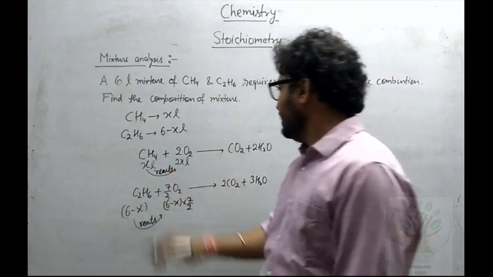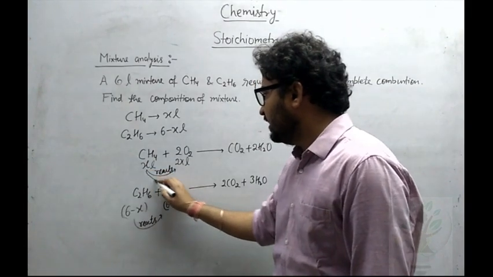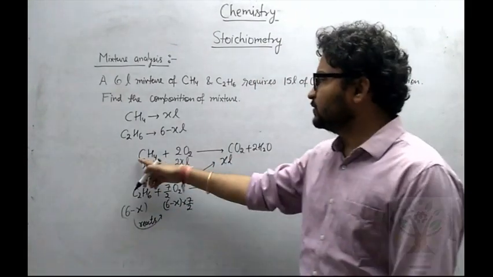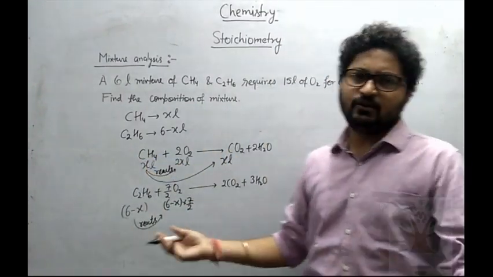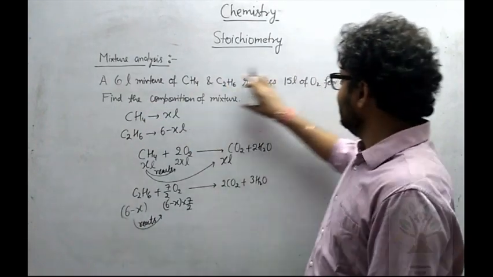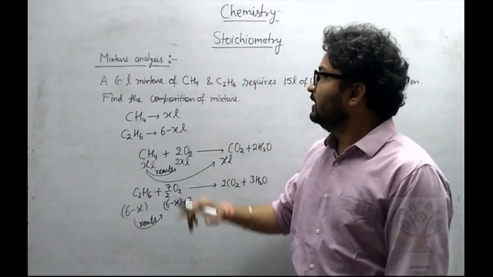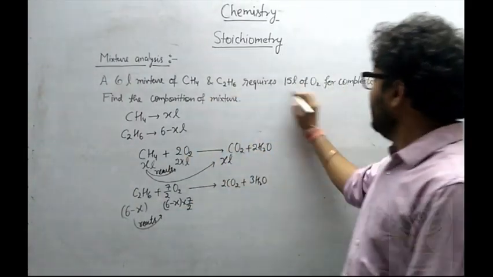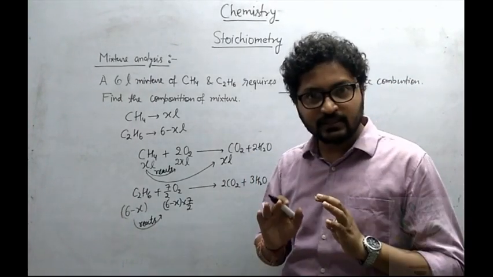Now, can you tell me how much volume of CO2 will be formed in the first reaction? In the first reaction, the volume of CO2 formed will be X liter. Why? Because 1 CH4 forms 1 CO2. So X liter of CH4 will form X liter of CO2. But can you see any relation of CO2 here? Can you see any CO2 written over here? No. That means they don't want the relation of CO2 here. They want the relation of what? O2. They have given you the amount of O2 consumed. Can you see this?